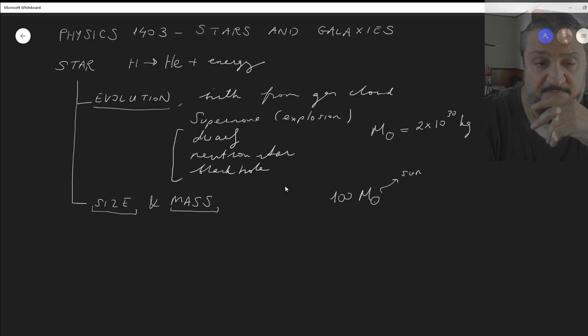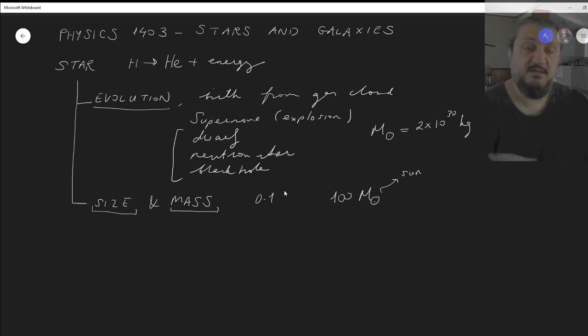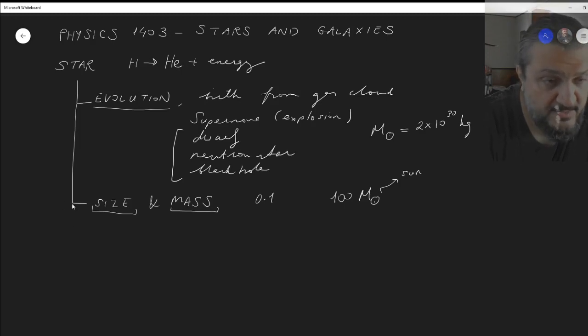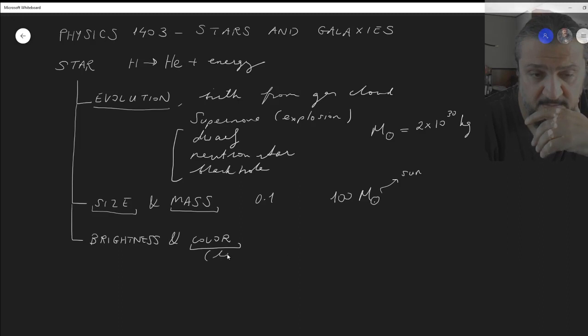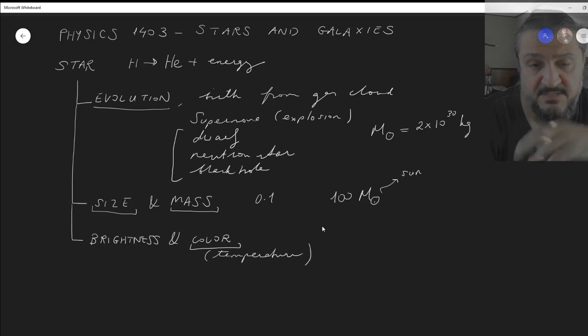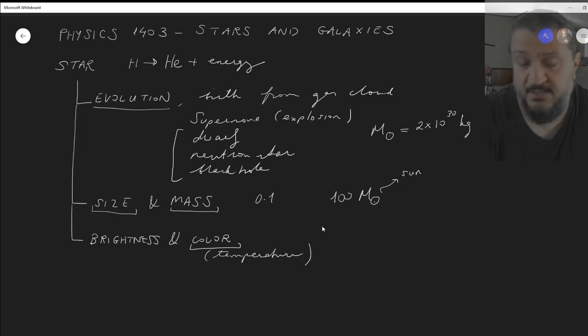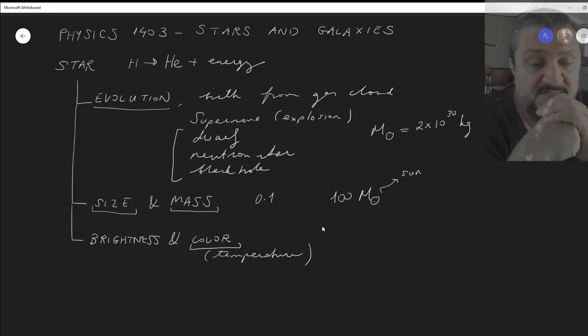Similarly, we may have a star a tenth of our Sun, okay? So size and mass vary a lot. What else? Brightness. Brightness is an important factor. And also the color of the star. Now, color tells a lot about the temperature of the star. Color gives clues about the temperature of the star. Is it yellowish bright or bluish? That tells how hot the star is.